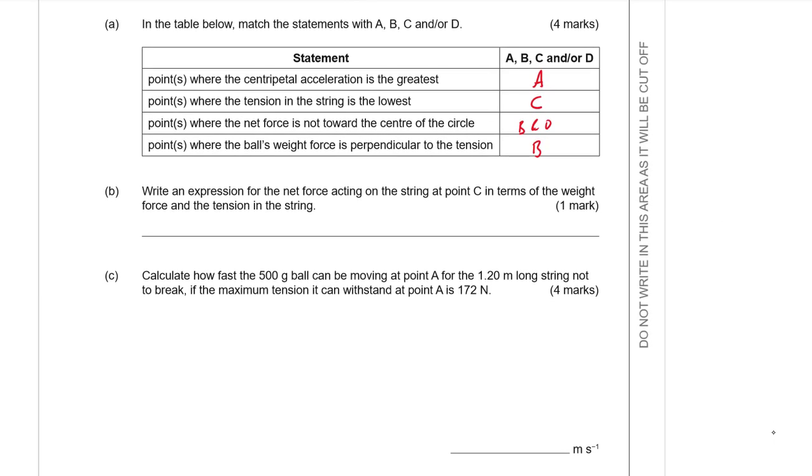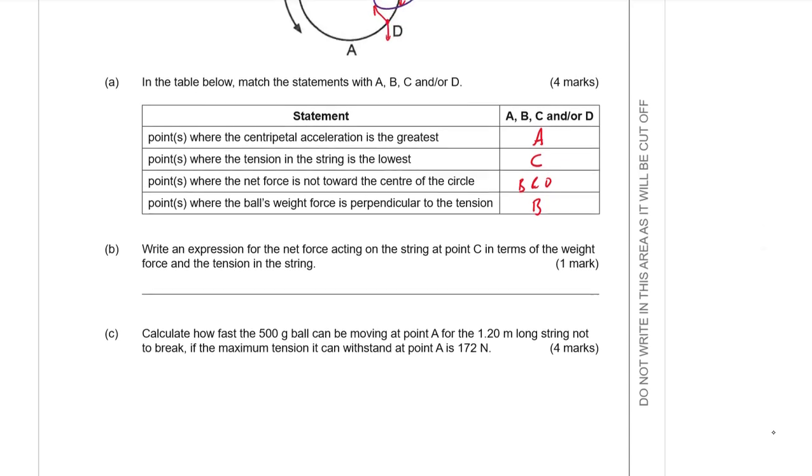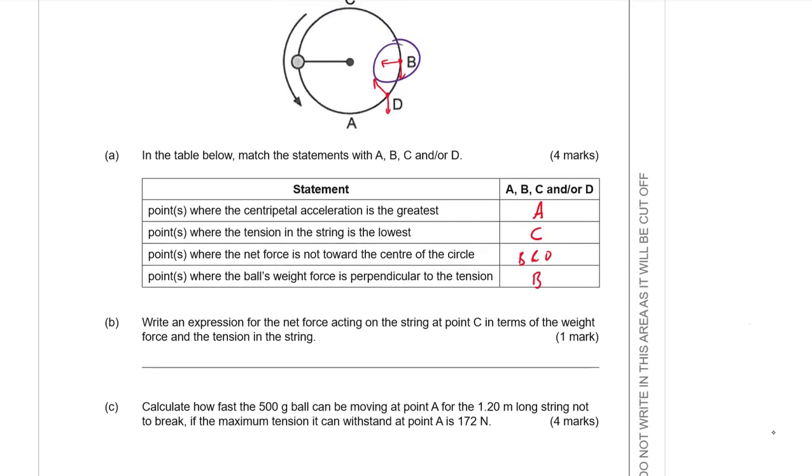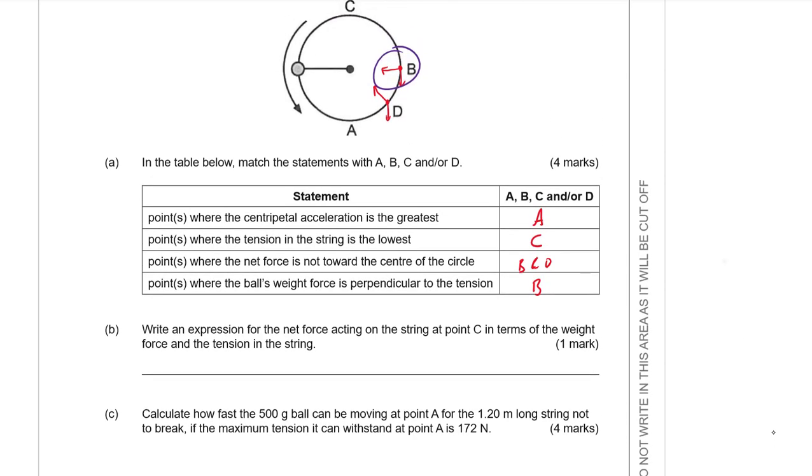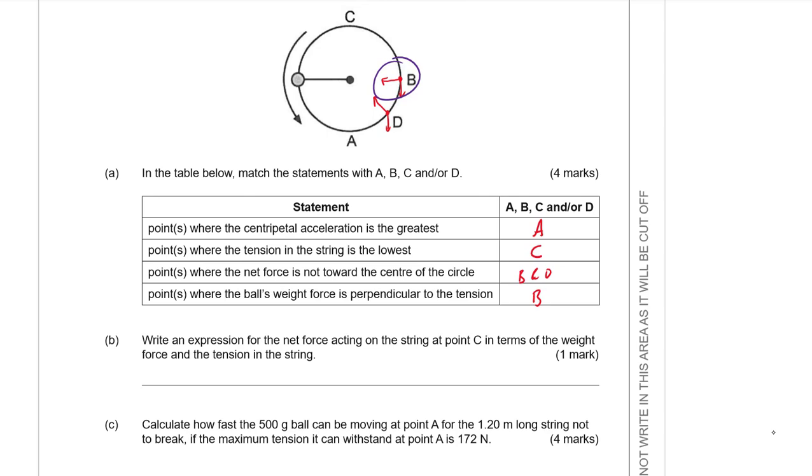So write an expression for the net force acting on the string at point C in terms of weight force and the tension in the string. So at point C, you've got two things that are providing that net force. You've got the tension in the string, and you've also got the weight force, or mg. So I would say that Fc is equal to the tensional force plus the weight force. And you could probably also write that as F net is equal to the tensional force. And in the marking key, they've actually expressed the weight force as mg as well.